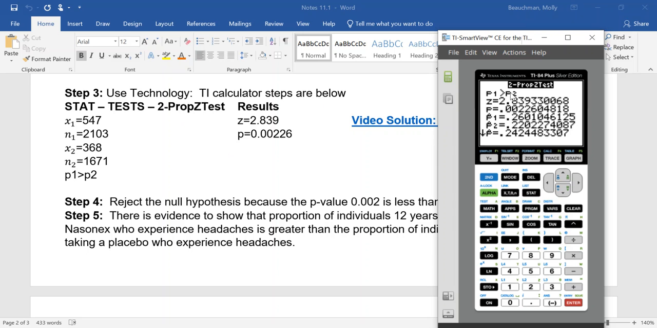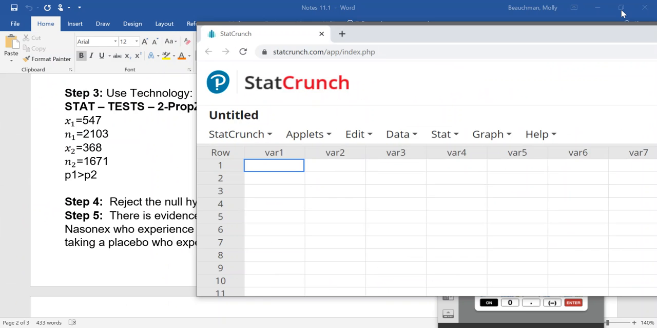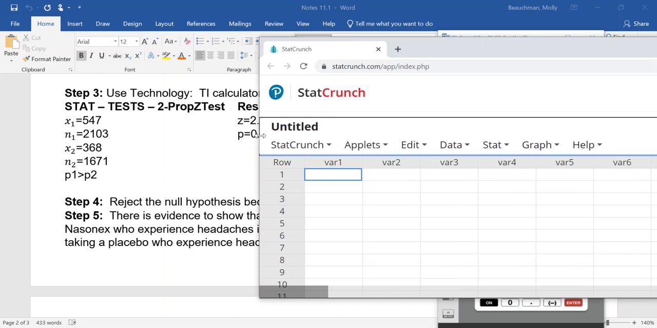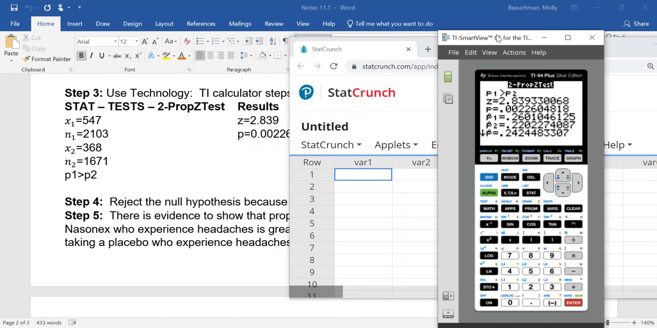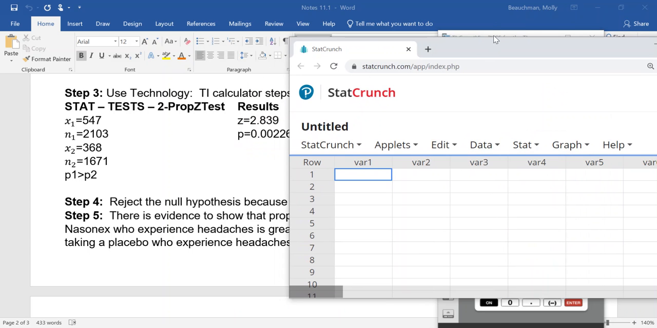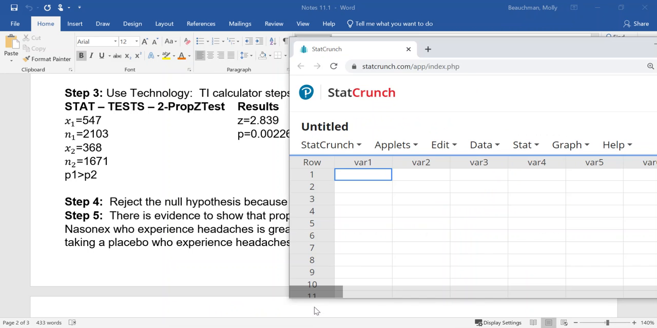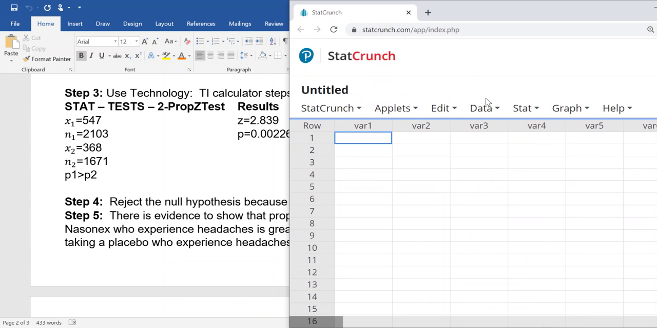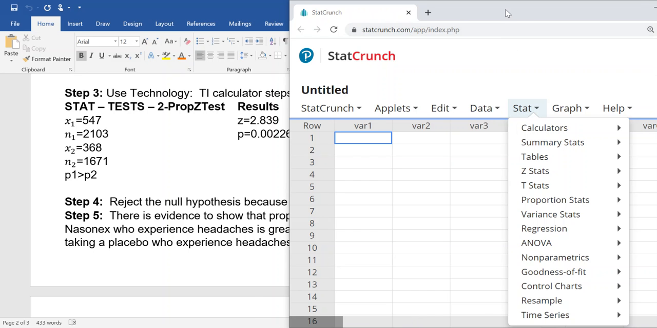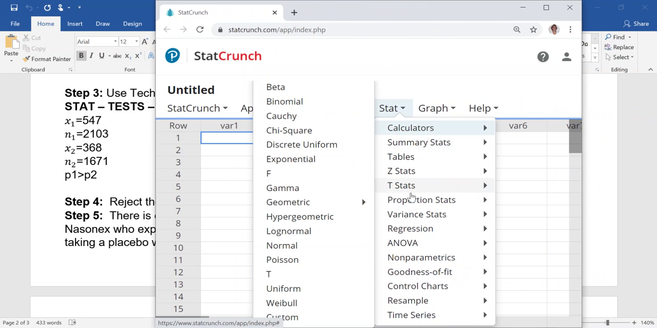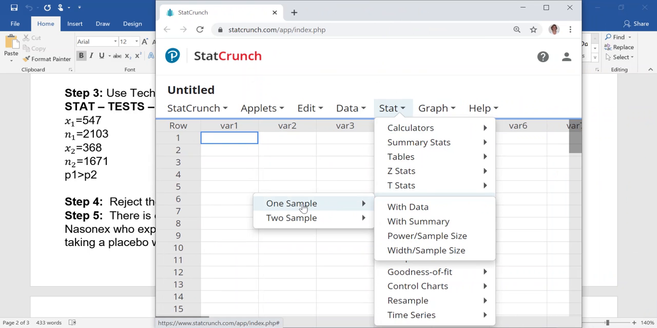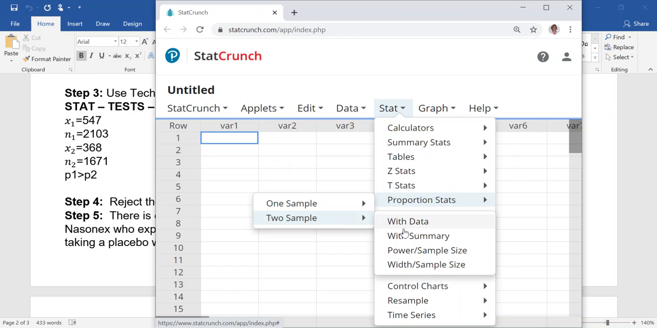Okay, so that's using the calculator. If you're using StatCrunch, let me bring StatCrunch over. Let me make it a little smaller here. Make it a little bigger. There we go. We're going to do statistics, proportion statistics. This is 2 sample with a summary.